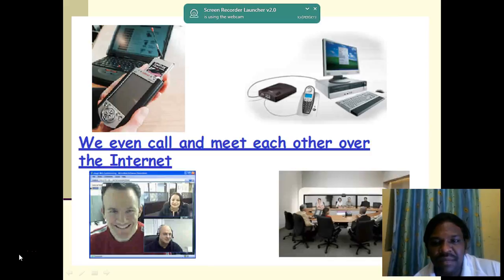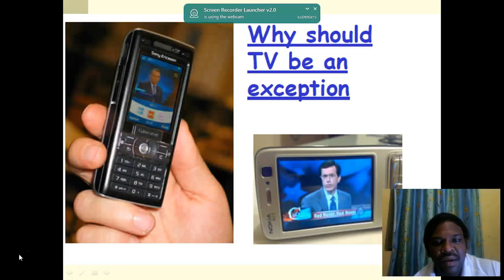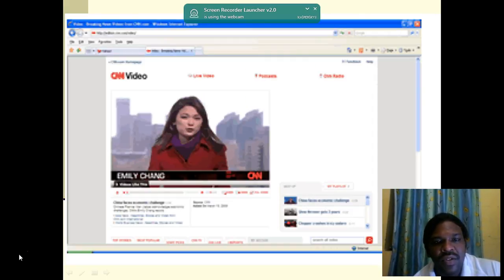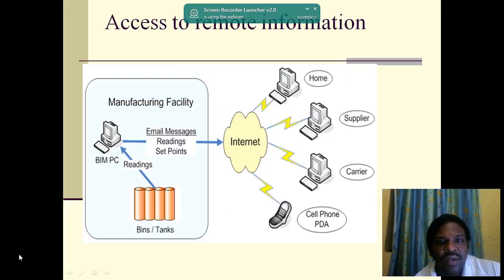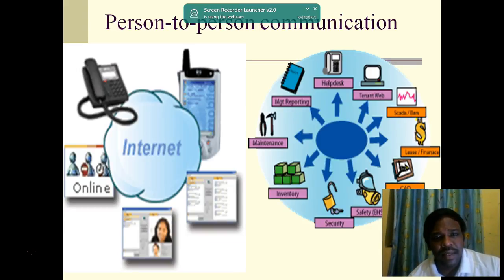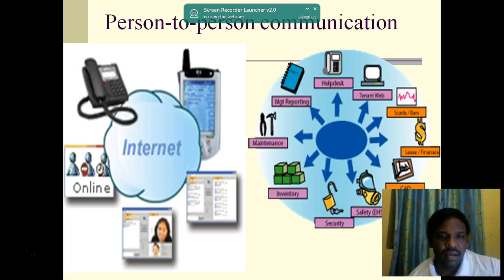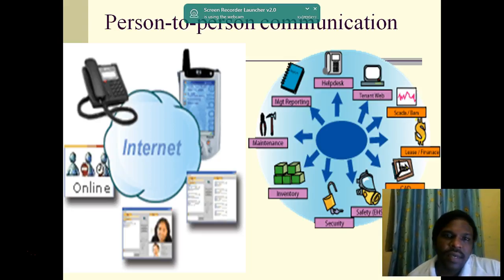We can call different people, maybe using WhatsApp or Skype, or through a video conference. This is happening because of this network or internet. We also have TV on your mobile phone, streaming is happening, and you can see news. This is what we call access to remote information. This is the area from where you are going to communicate with other people. This is the internet through which different systems may be connected to share information. This is person-to-person communication, where different people can communicate from one place to another. A person from Visakhapatnam can communicate with a person in the US or UK within no time.